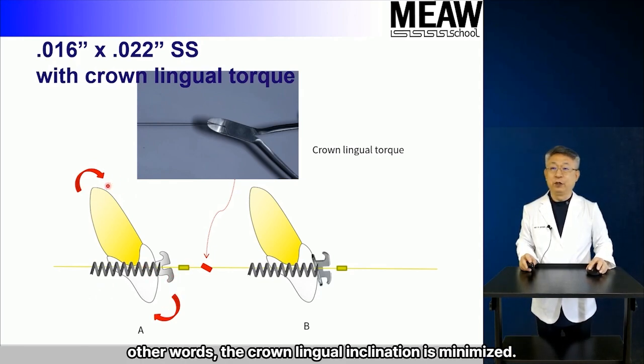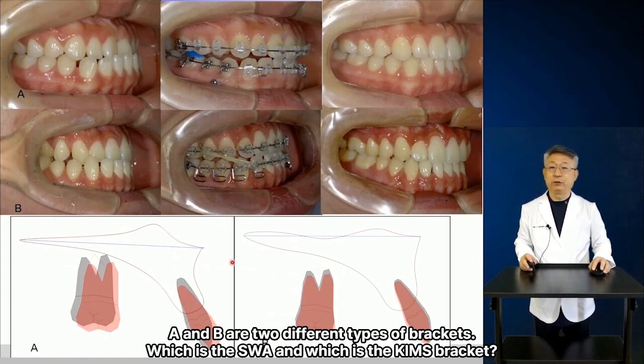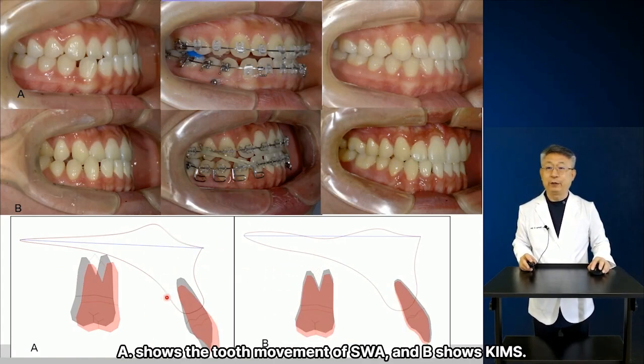In other words, the crown lingual inclination is minimized. A and B are two different types of brackets, the SWA and the KIMS bracket. A shows the tooth movement of SWA, and B shows KIMS.